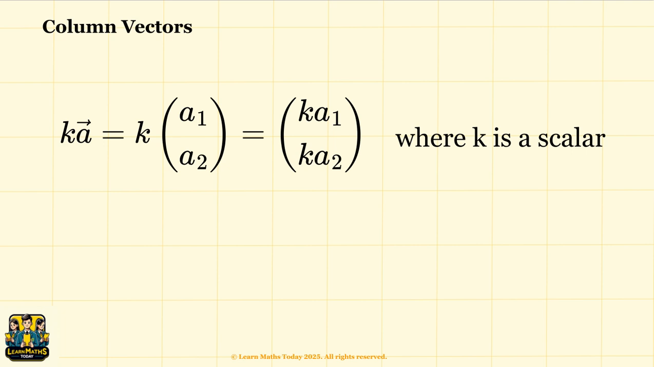Now look at what happens when we multiply a vector by a scalar in component form. Suppose we have a vector A, which is the column vector a1 over a2. Now we multiply this vector by a scalar k. We can write it as k multiplied by vector A equals k multiplied by the column vector a1 over a2, to give you the column vector ka1 over ka2. This means that we multiply each component of the vector by the scalar k.